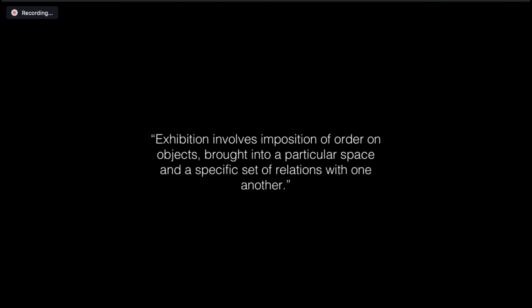And then it talks about a specific set of relations with each other. And again, trying to create relationships among objects or among artworks on the internet is an extremely fluid experience, because there's no fixity. When objects are displayed online, they experience change, and that change becomes part of the exhibition experience.